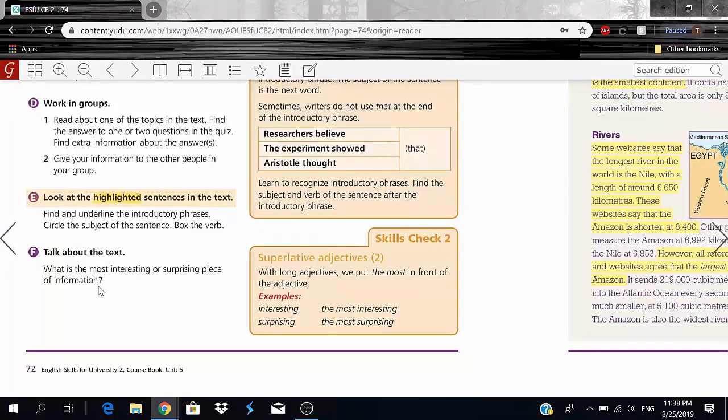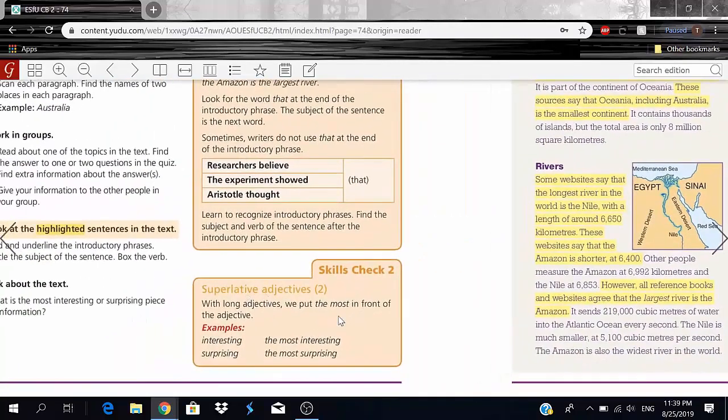Just before I hop in there, because this will have some talking in general, let's go to skills check 2 here. Here we have superlative adjectives. We talked about superlative adjectives before, but now the long adjectives. What do I do with long adjectives to turn them into superlative adjectives? We put the word "most" in front of the adjective. So, "interesting," the most interesting. I don't say just "most," I say "the most interesting."